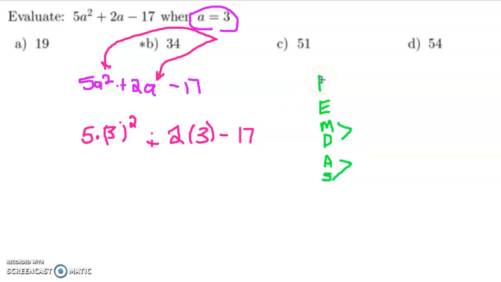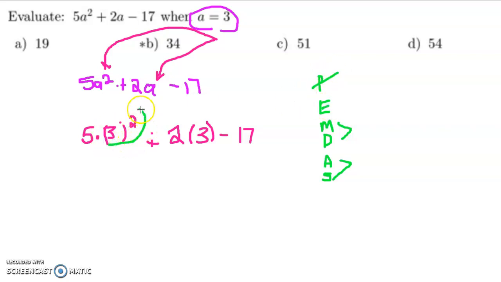So first thing we're going to start with is parentheses. It may look like we have parentheses, but these parentheses in this situation only mean multiplication. So we're done with parentheses. We really don't have any parentheses to work on. So our next step is exponents.